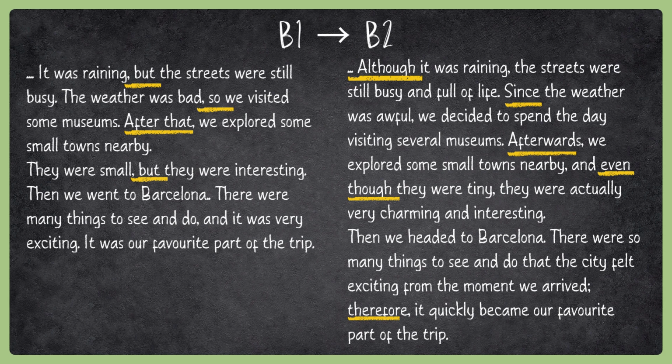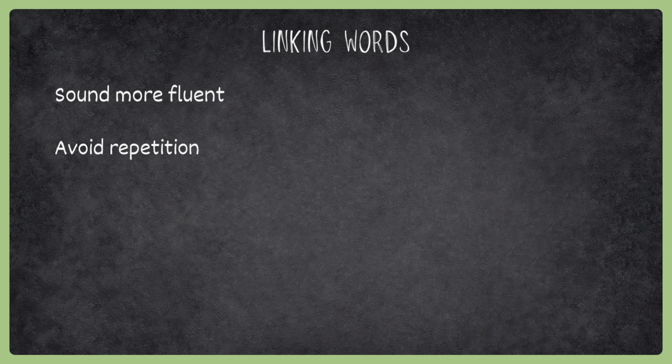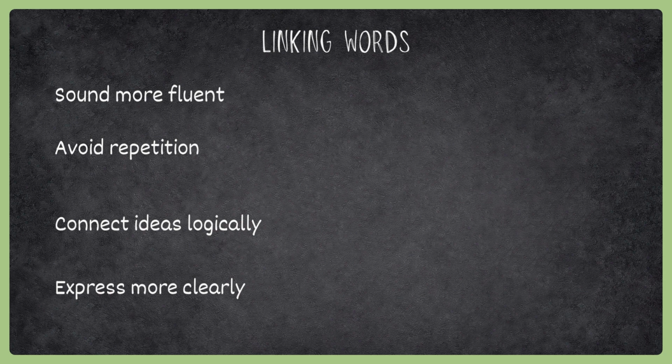In the second version, I added small descriptive details like full of life, tiny but charming, headed to, and from the moment we arrived. These make the story feel more alive and less like a list. Using a variety of linking words helps you sound more fluent, avoid repetition, connect ideas logically, create smoother storytelling, and express contrast, reason, and result more clearly. In other words, this is exactly how you move from B1 to B2 English.